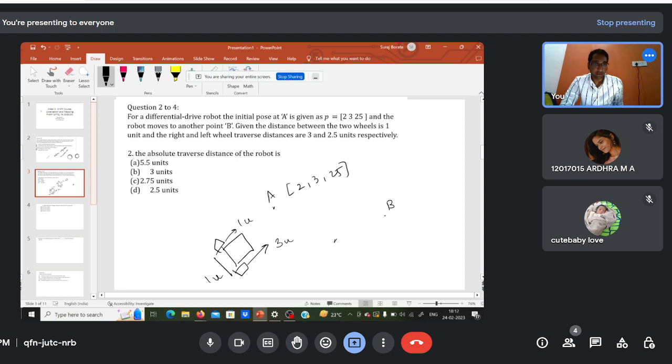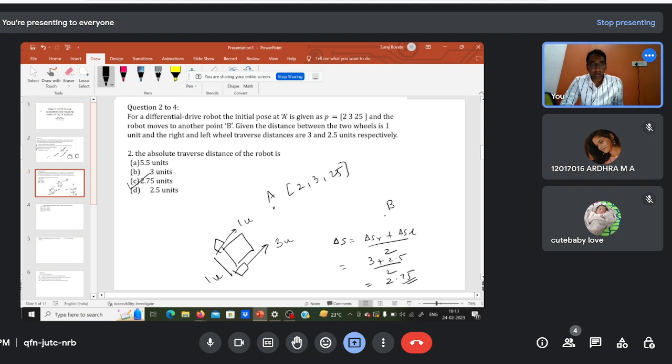We know that the formula is delta S is equal to delta SR plus delta SL divided by 2. So we take the mean of the travel distance of both the wheels. What will you get? 3 plus 2.5 divided by 2, that is 2.75. So the answer is C.